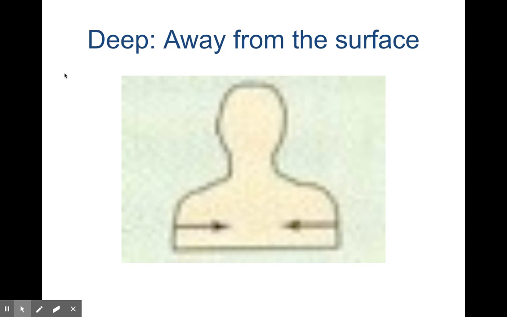Deep is away from the surface. Your surface is the skin, so anything in relation to the skin is going to be deep. Muscle is deep to skin. Basically the muscle is farther away from the surface than skin is. Never use bone as an example in relation to muscle. Don't say bone is deep to muscle because it's not in some cases.